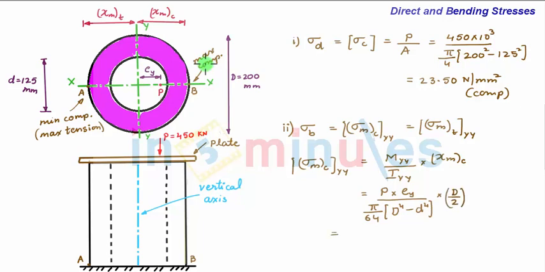Upon substituting the values, we have 450 into 10 to the power 3 into the EY distance, which we have to find out, upon pi by 64 into 200 to the power 4 minus 125 to the power 4, into 200 by 2. Upon solving, we get this as 0.676 EY.